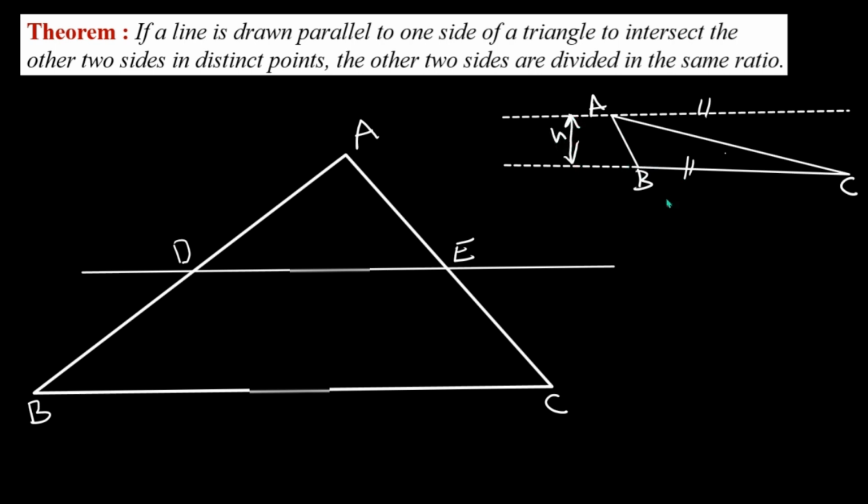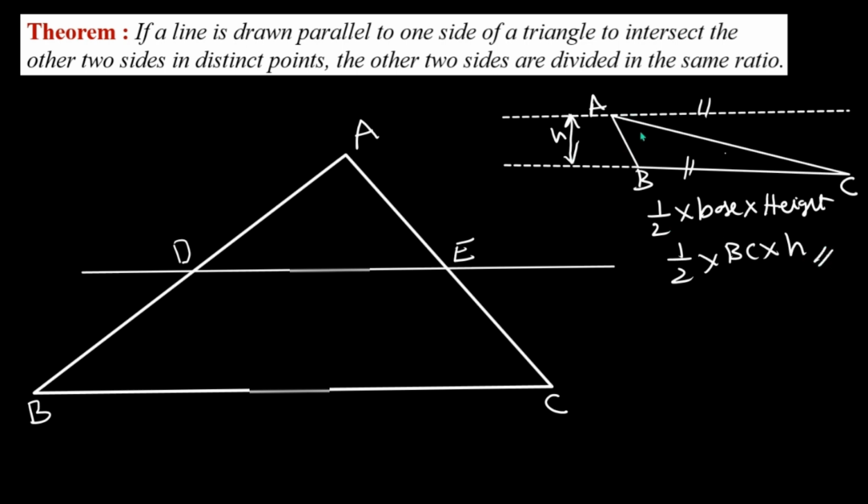How do you find the triangle area? It is half into base into height. What is the base here? BC is the base. What is the height here? H is the height.